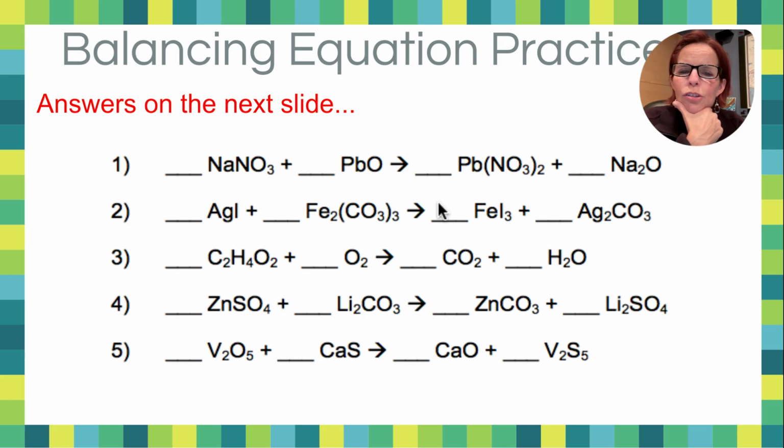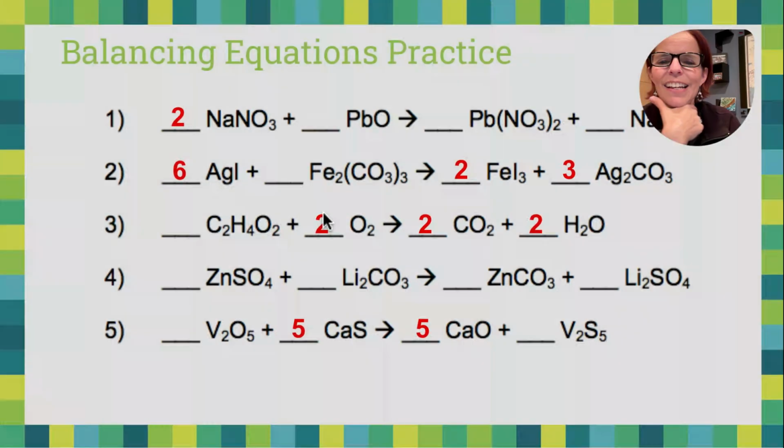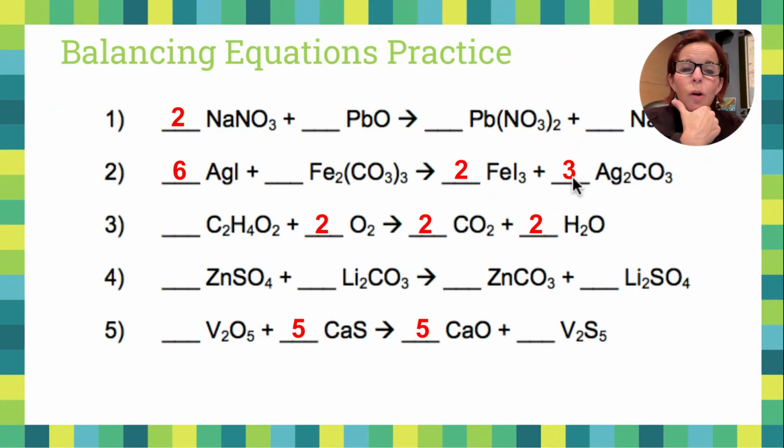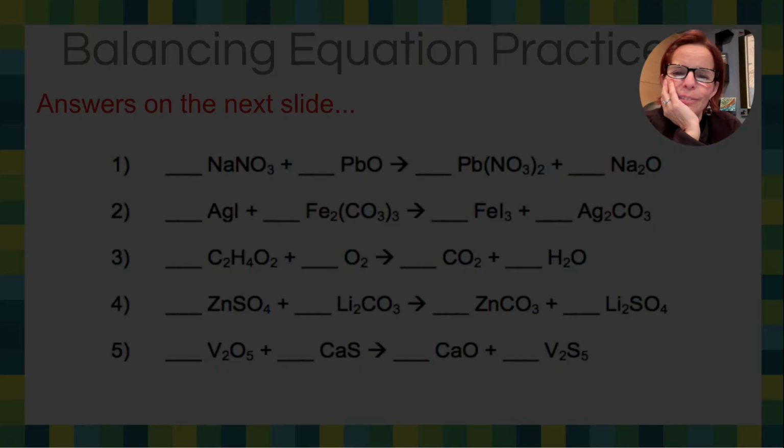Well, what if I put a 2 in front? Now I have 6 iodines, but I have 2 irons. Oh, look at that. I have 2 irons on the right side. Oh, sure enough, 6, 1. So whenever it's left blank, that means it's a 1. We're not writing the ones. So 6, 1, 2, 3 on that one.